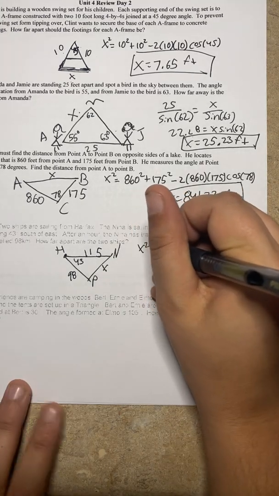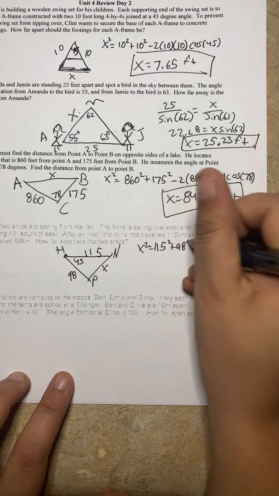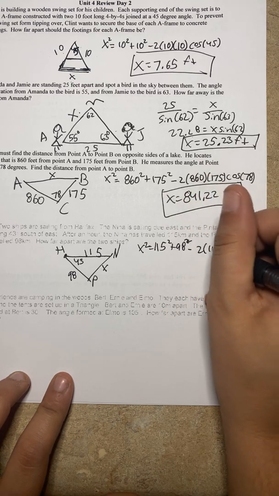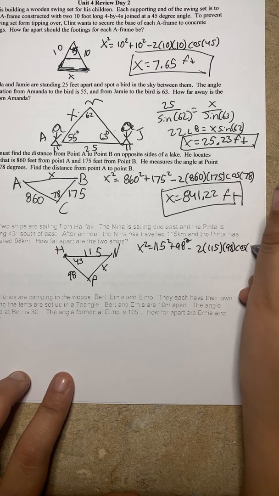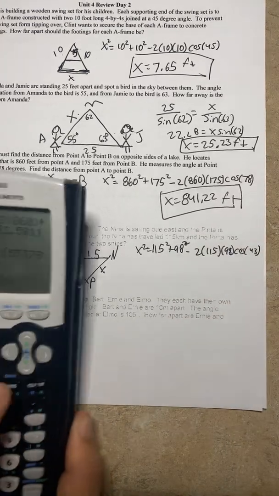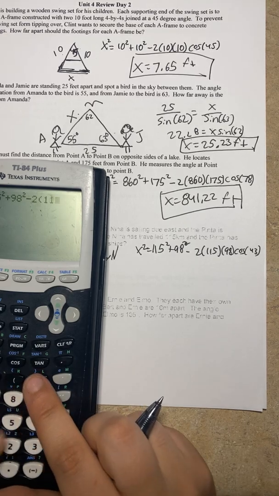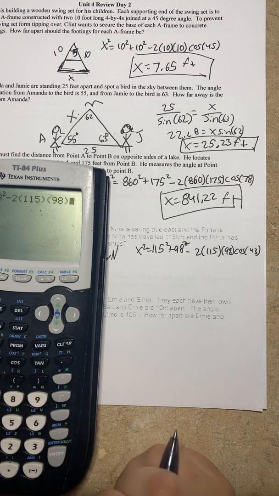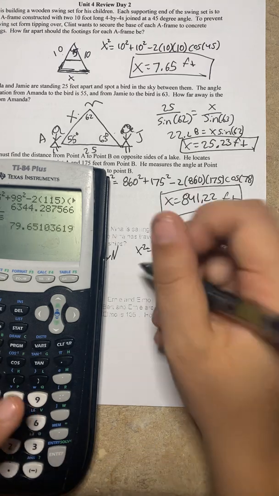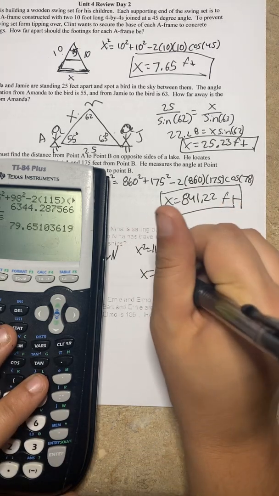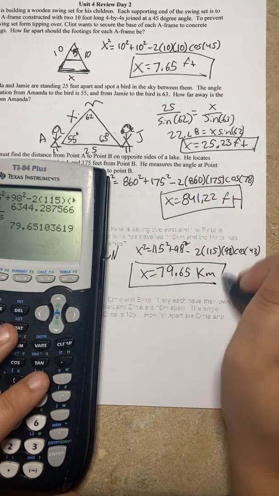So that's x squared equals 115 squared plus 98 squared minus 2 times 115 times 98 cosine of 43. And then we square root it, which gives us that they are 79.65 kilometers away from each other. Okay.